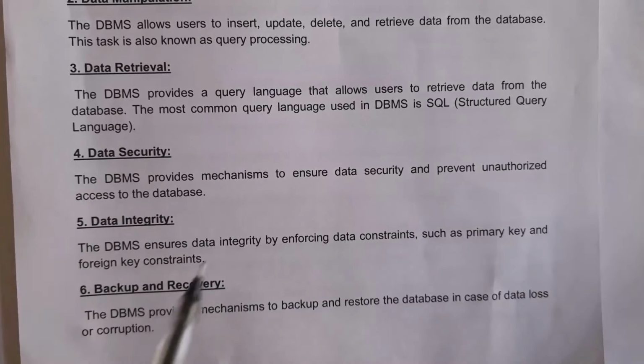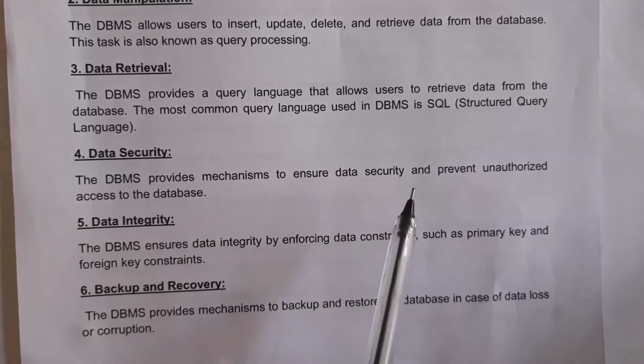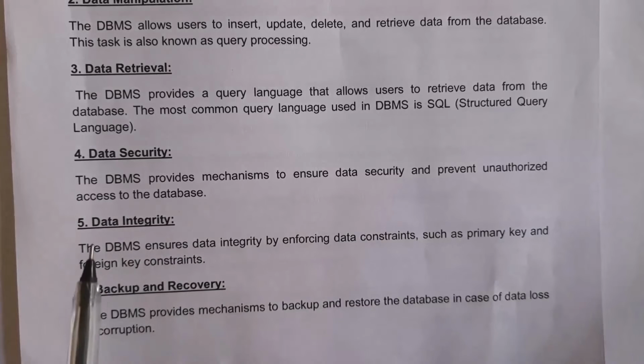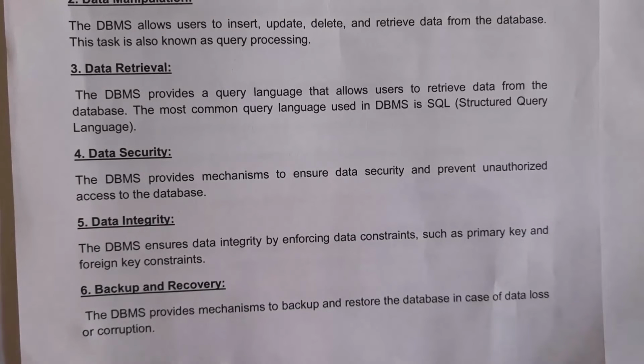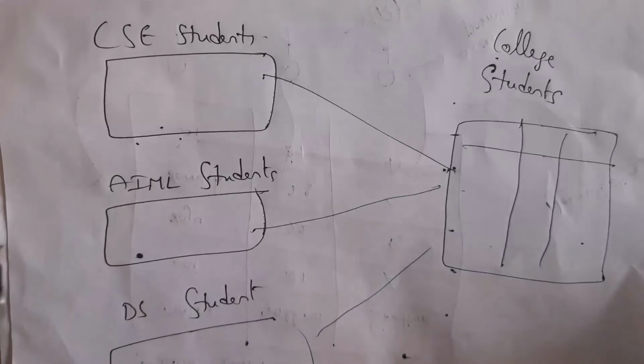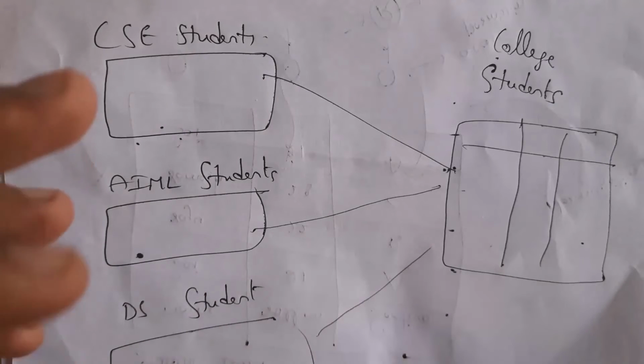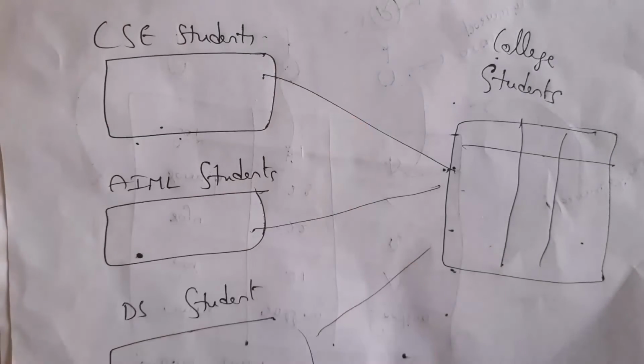The fourth task is data security. The DBMS provides mechanisms to ensure data security and prevent unauthorized access to the database. Guys, for database management system software, we can give a password. So only a person with the password can access this database. And also we can give various access permissions to various users. And the fifth task is data integrity. For example, I want to create one table by integrating various tables. So even if you integrate data from various tables, the data will be correct.